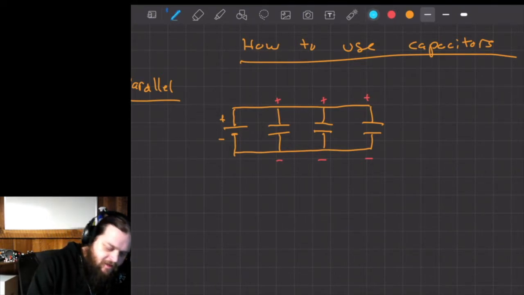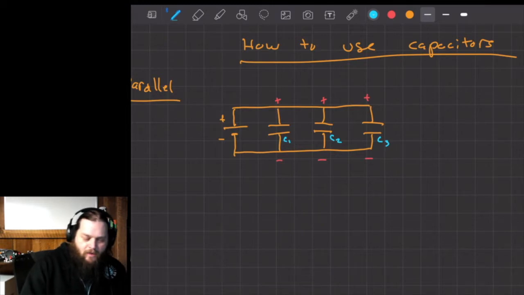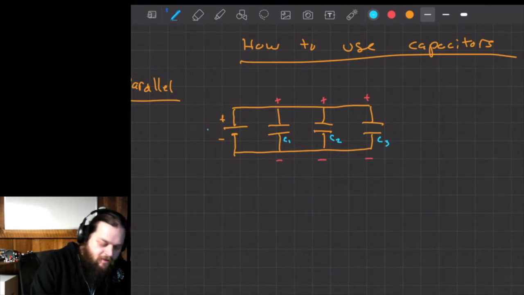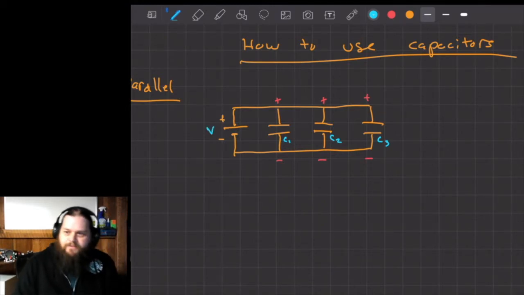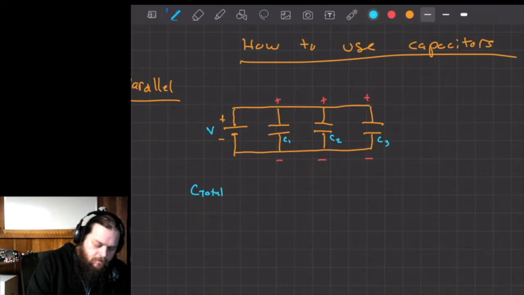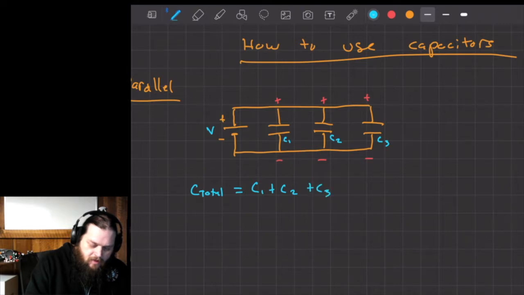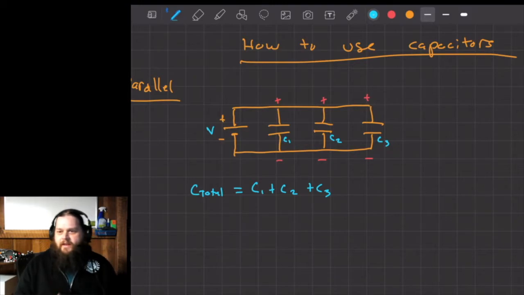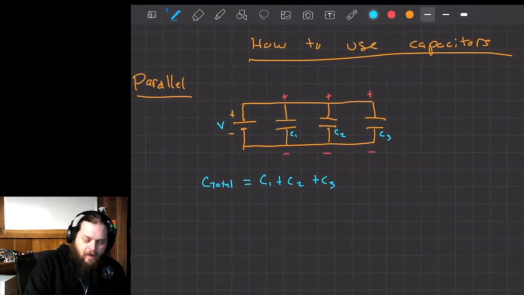So we can label, say, this one's C1, this is C2, and this is C3 for the different capacitors. And when we add these capacitors, and this is our voltage, our power supply over there, the total capacitance is going to equal the sum of all three of those, C1 plus C2 plus C3. So it's a pretty easy thing to determine when they're in parallel.